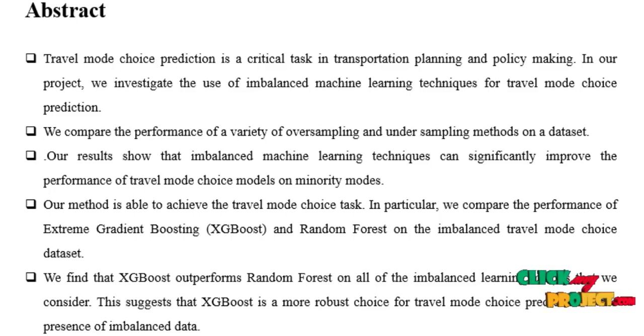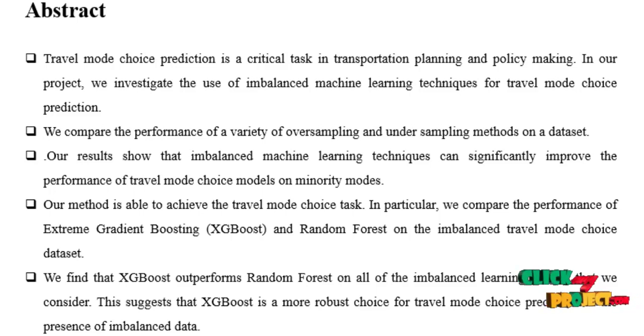We compare the performance of a variety of oversampling and undersampling methods on a dataset. Our result shows that imbalanced machine learning techniques can significantly improve the performance of travel mode choice models on minority modes. Our method is able to achieve the travel mode choice task.